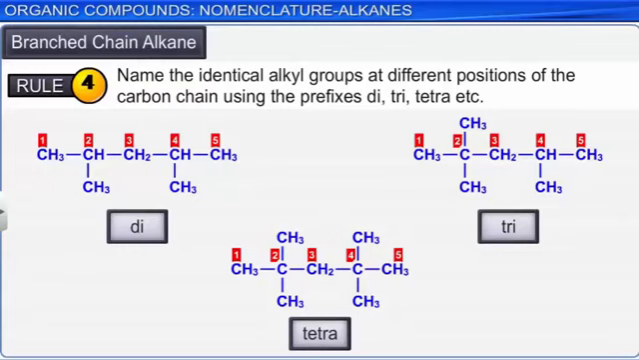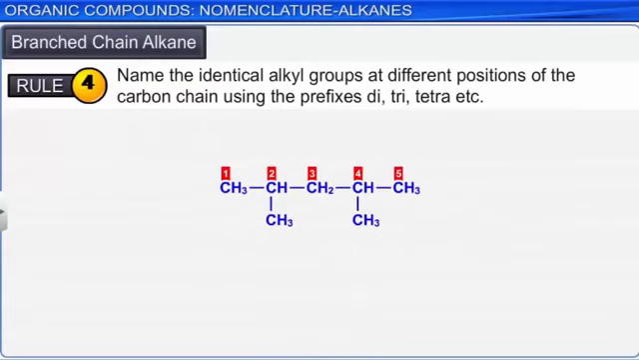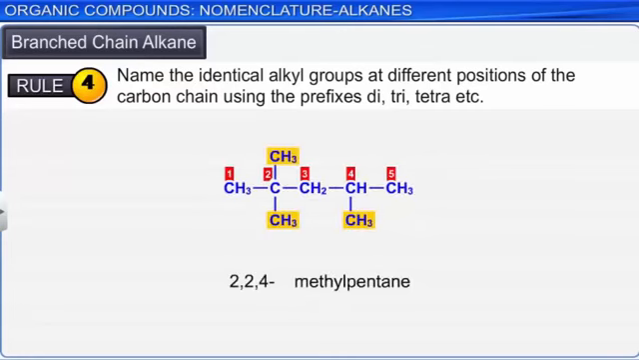For example, while naming the following compound that has 2 methyl substituents at positions 2 and 4, the prefix di is used. Hence, the name of the compound is 2,4-dimethylpentane. Similarly, prefix tri is used while naming the following compound. Hence, the name of this compound is 2,2,4-trimethylpentane. The position numbers of the substituents are separated by commas.